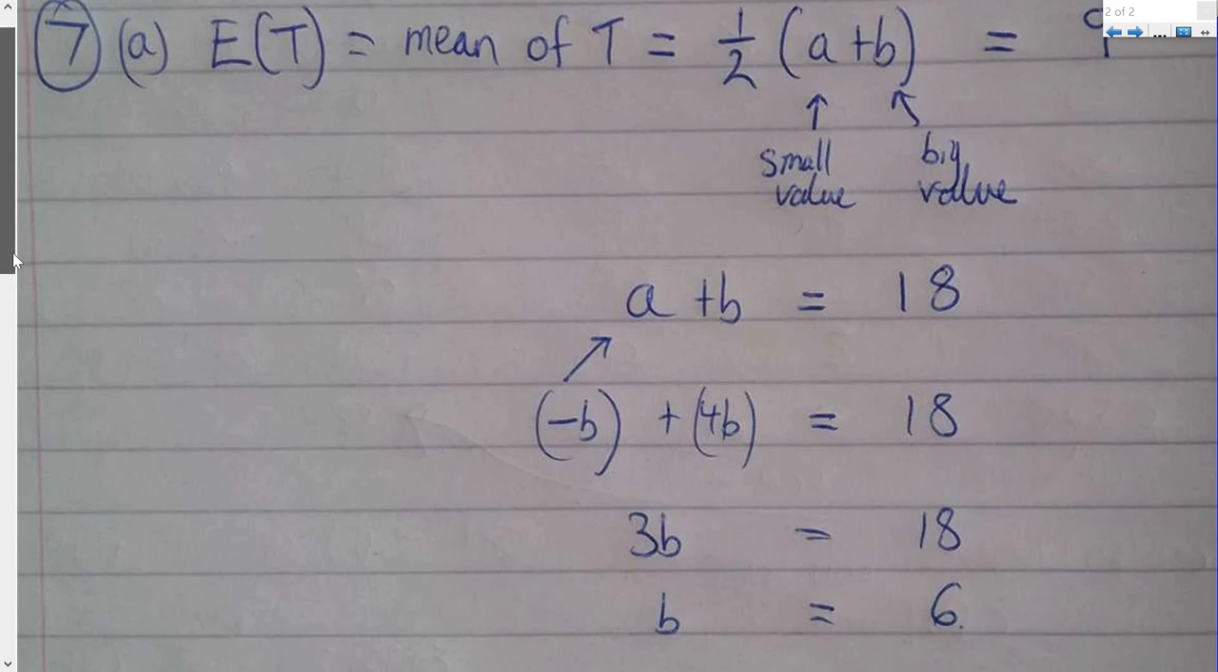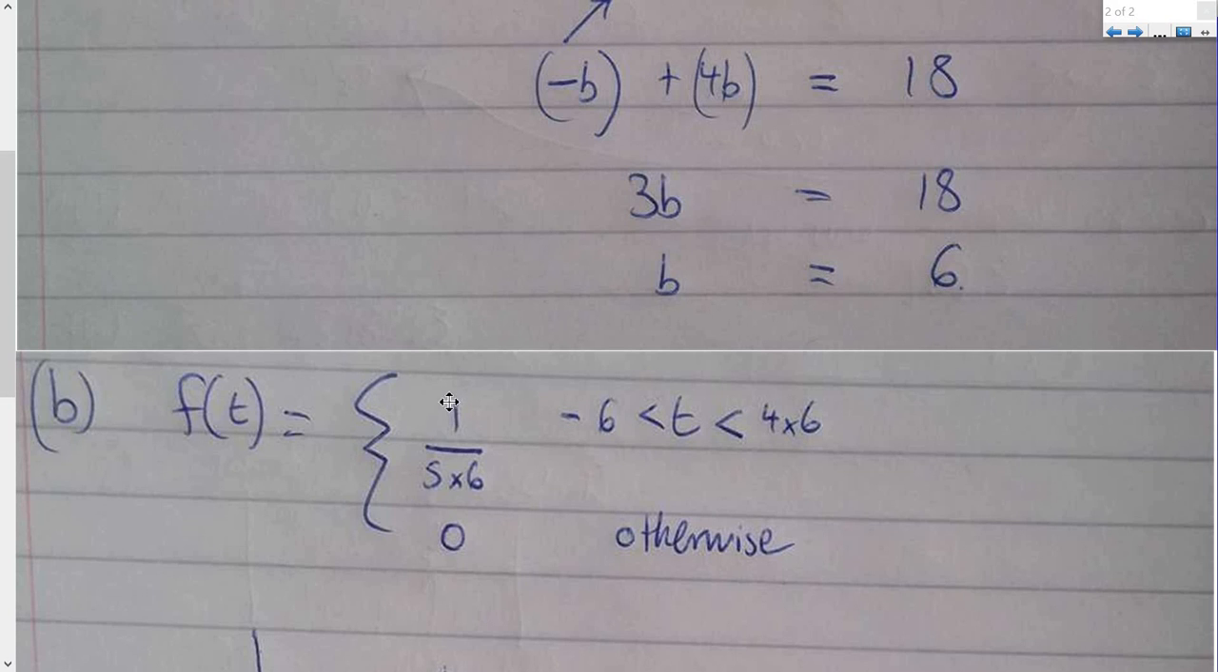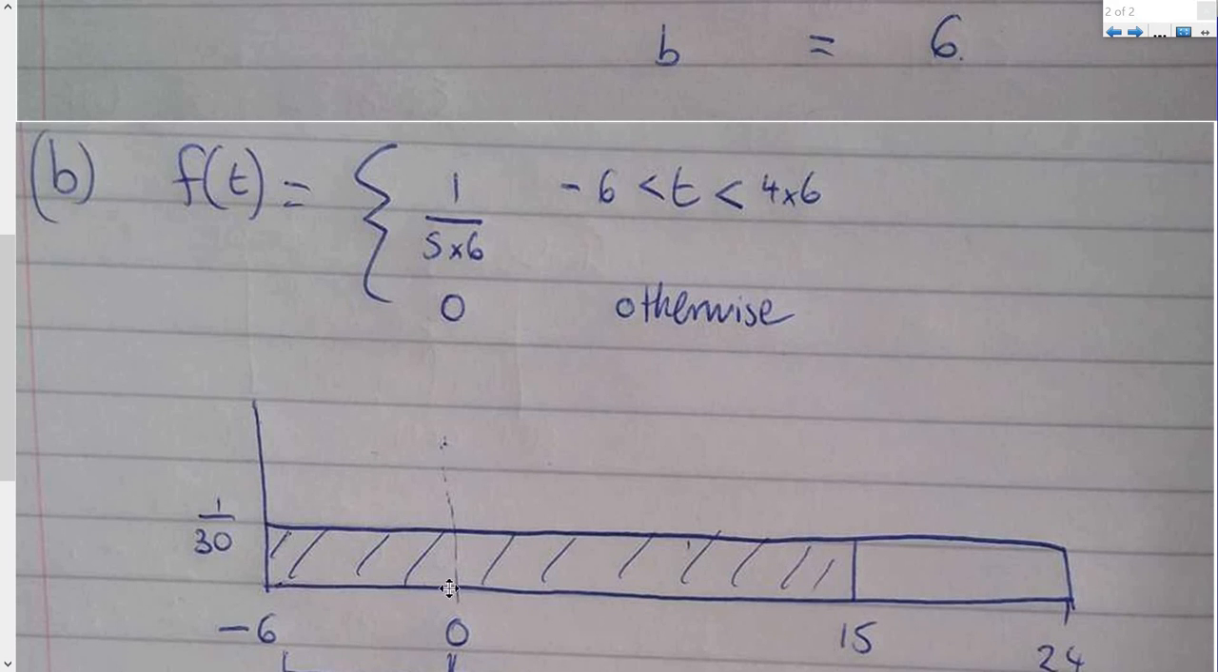7 part B, you didn't need to have done 7 part A to do, because we knew the answer for b already. So over where it said 1 over 5b, I've changed that to 1 over 5 times 6. The previous answer told me that b was 6. Even if I didn't get all the marks for part A, I can still use the result in part B. And t was going from -b to 4b. So that's from -6 to 4 lots of 6, and it was 0 otherwise. So, drawing out a diagram of that, I've got a rectangle going from -6 to 24. The probability of that is 1/30th, that's the height. That length is 30. And 1/30th times those together, area is 1.